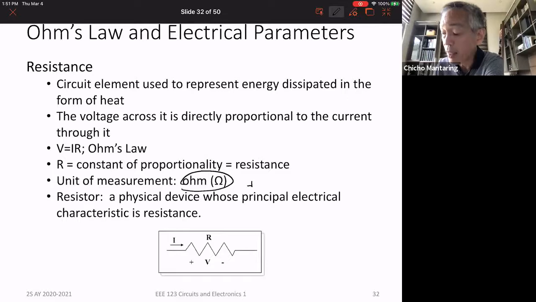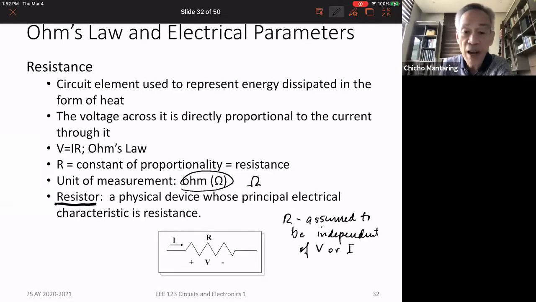The symbol for R is the Greek letter omega. And a resistor is a physical device whose principal electrical characteristic is resistance. In this course, we're going to deal with constant resistances. In other words, we're going to deal with resistors whose value does not change with voltage or current. So R is assumed to be independent of V or I. Its value won't change with voltage or with current.